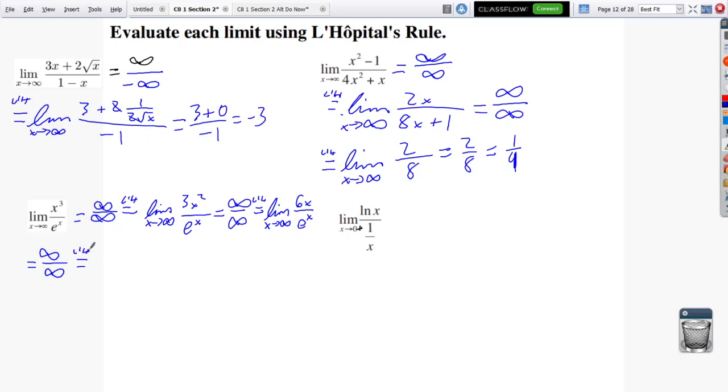Anytime I have indeterminate form, as long as it's fractional, I know to apply L'Hopital's rule, which means I'm going to get limit as x approaches infinity of 6.